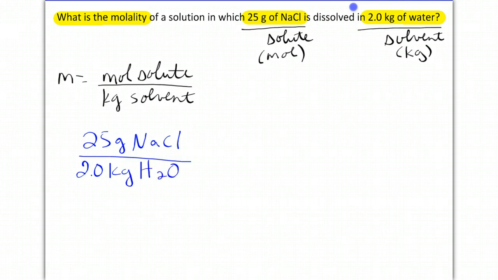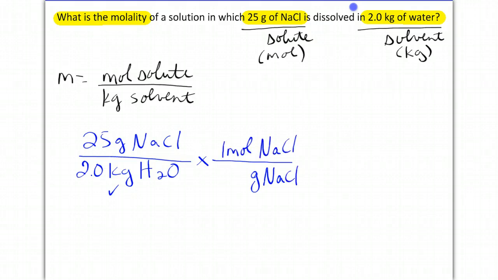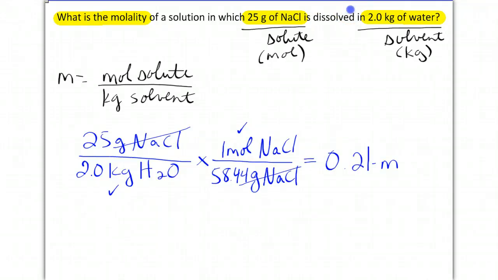Now I do not have to change my solvent because it's already in kilograms, but I do have to change my sodium chloride. So we're going to bring down grams of sodium chloride. We're going to go from grams to 1 mole by going to the periodic table. Sodium chloride is 58.44 grams. Grams cancel, and notice now I have moles over kilograms. So I'm going to calculate 25 divided by 2.0 divided by 58.44, which is going to give me 0.21, and that's molal.